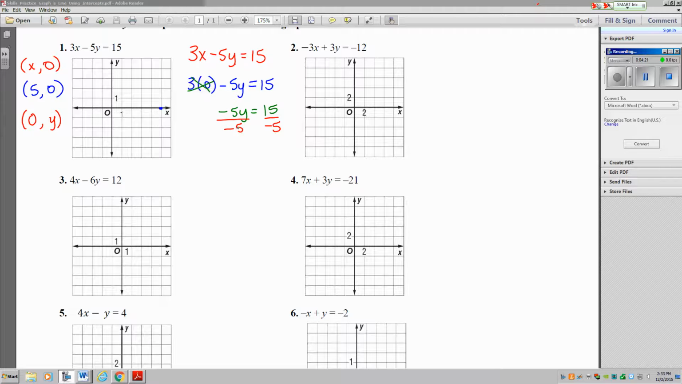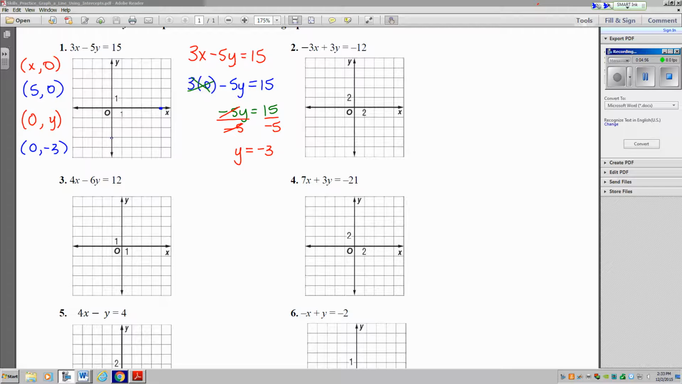Divide by this. When I'm adding or subtracting, the variable will move, but when I'm multiplying or dividing both sides, the variable stays there. So negative 5 divided by negative 5 becomes a positive 1, which gives me that positive 1y. And 15 divided by negative 5 is negative 3. So now what I've noticed is when x is 0, which we showed right here, the y is negative 3. So there is my y-intercept, 0, negative 1, 2, 3.